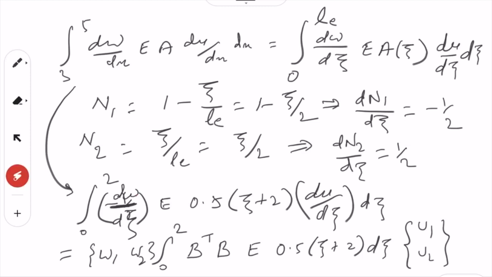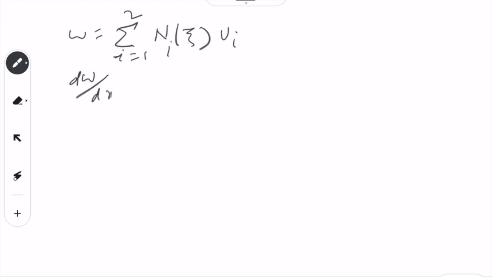Why? Because you are going to put these in terms of xi. If w is equal to the sum of Ni(xi) wi, with i equal to 1 to 2, then basically dw over d xi becomes equal to the sum for i equal to 1 to 2 of dNi over d xi, sorry, here we should have d xi, times wi.